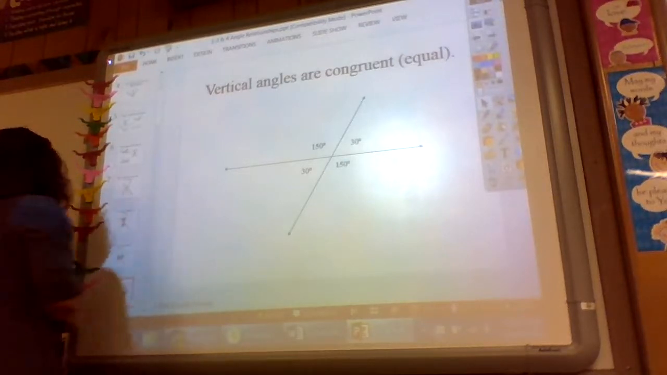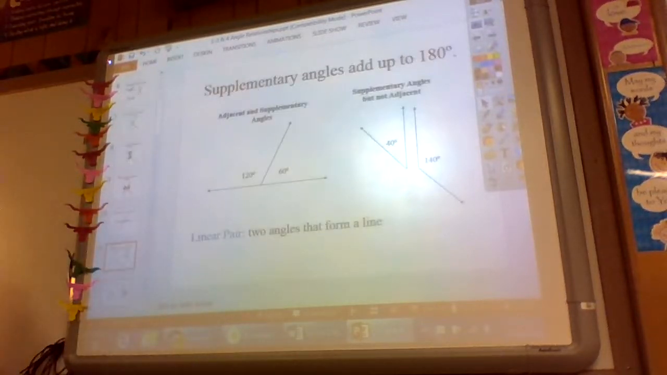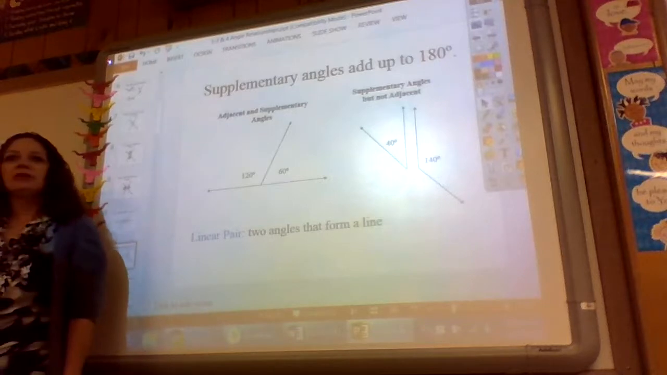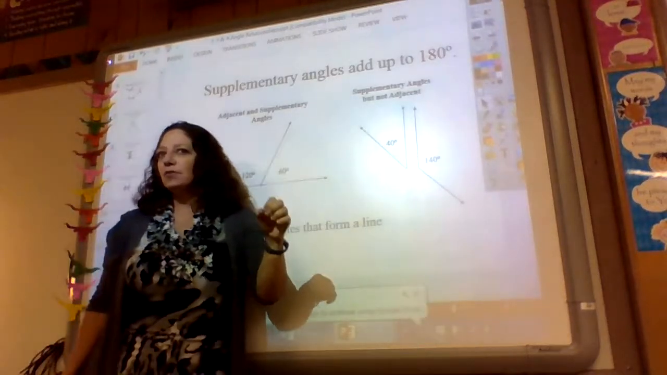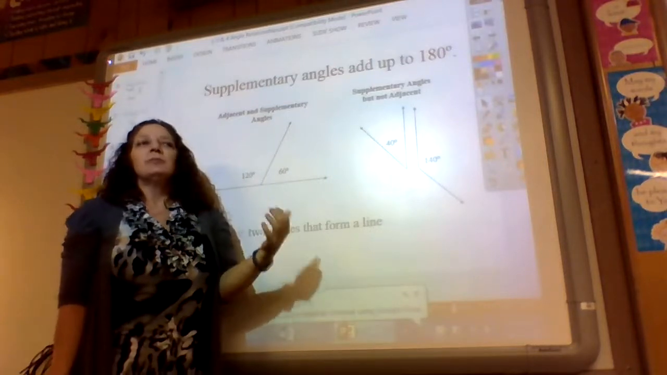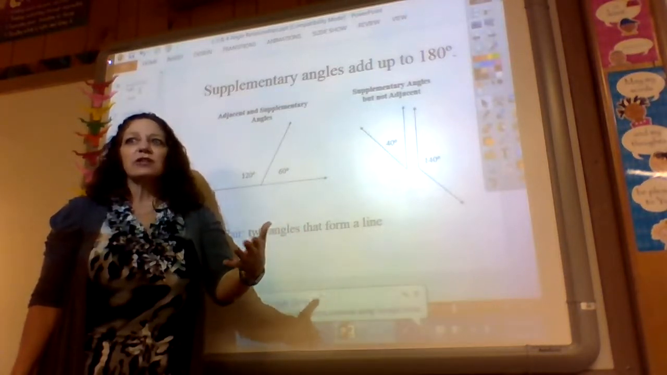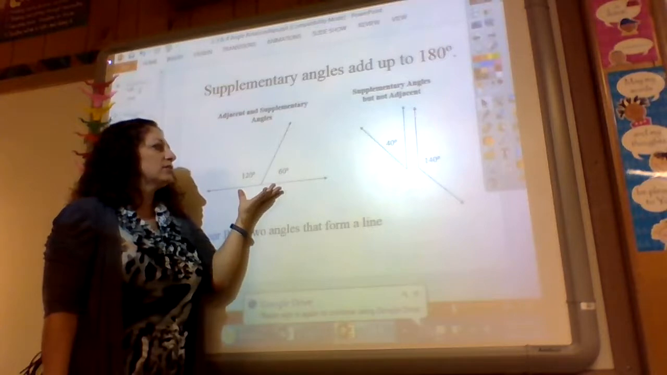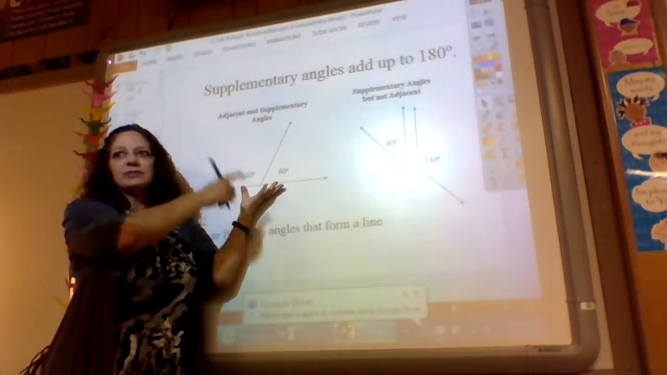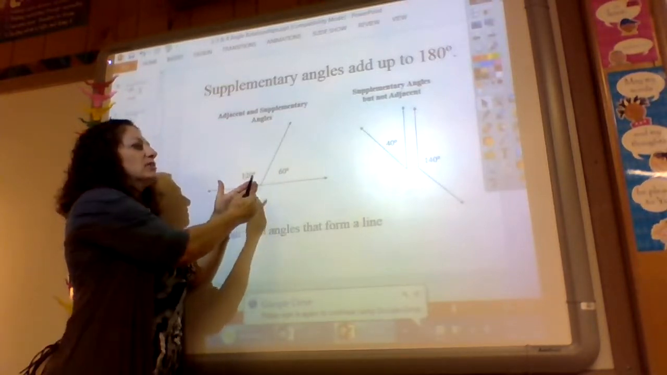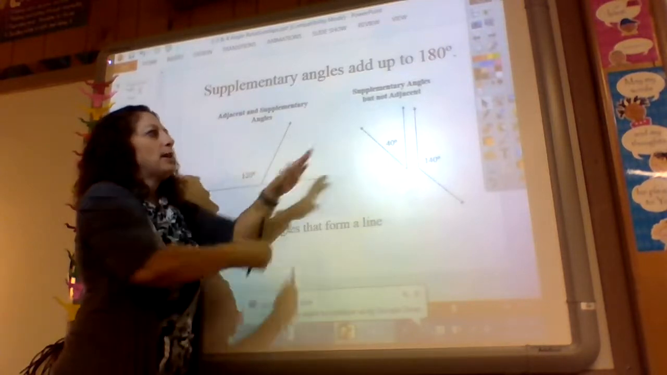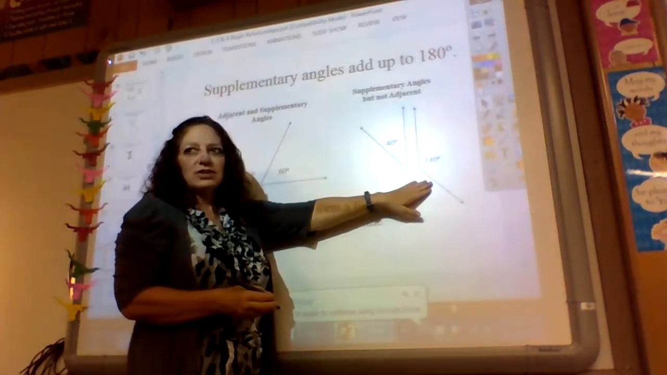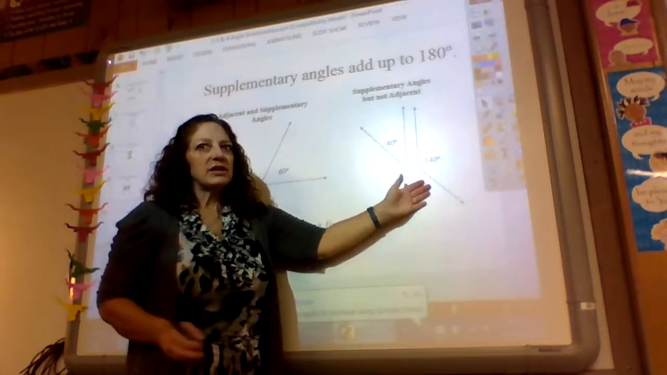Vertical angles, we talked about that, always congruent. Supplementary, we discussed the other day. Supplementary angles are totaling what? 180. Supplementary angles can be adjacent or they can be non-adjacent. So here is a pair of supplementary, 120 plus 60 is 180, but they are sharing a common ray, therefore they are adjacent and supplementary. This set, non-adjacent and supplementary, they still add to 180.